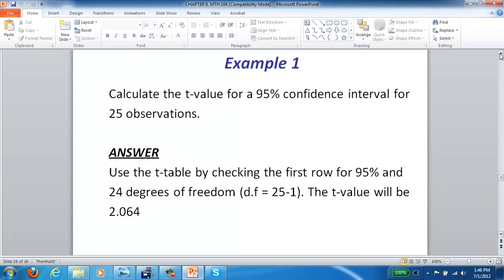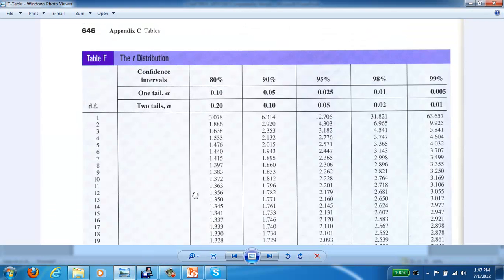So let's see an example. Calculate the T value for a 95% confidence interval for 25 observations. Now in this case, if we have 25 observations, we have 24 degrees of freedom. So we have to go to 95% and 24. And this is the T table that I sent you today. So we go to 95% and then we go down to 24.